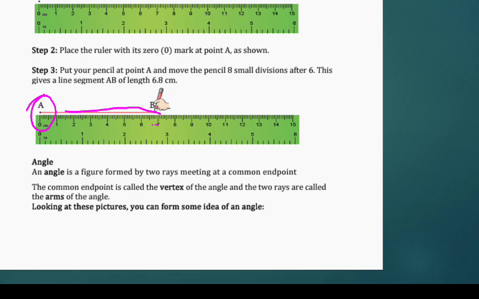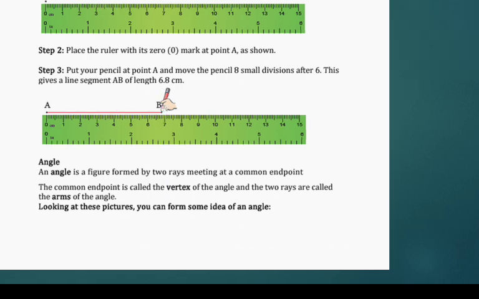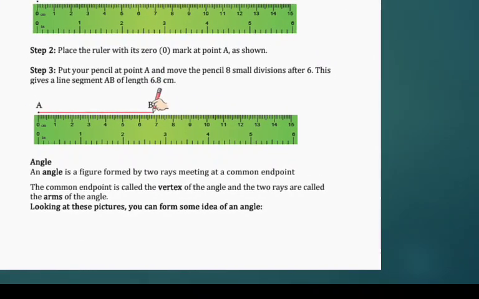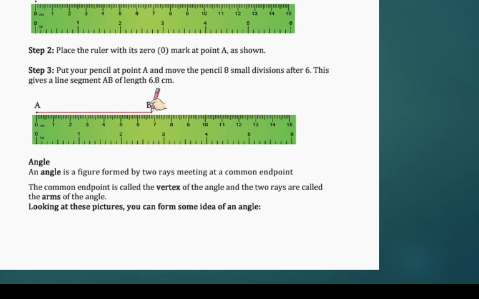Right? Here is 6.8. After 5, the middle point is 5, this point is 5. After this you are moving to 6.5, and then you are moving to 6.8. So this is how you are measuring the line segment and drawing the line segment with the help of a scale or ruler, right?